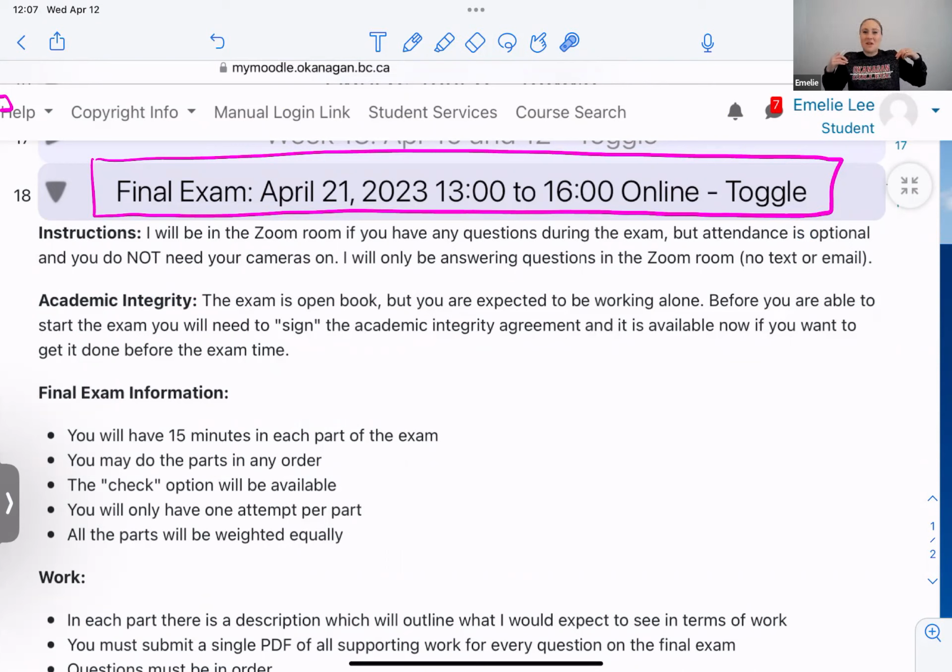Oh yeah, did you guys see my new sweater? Okanagan College. The bookstore was having a sale.